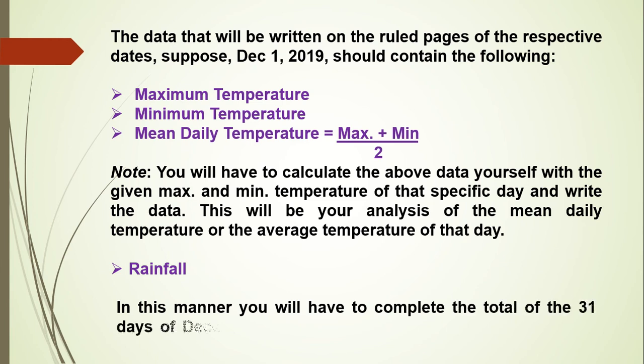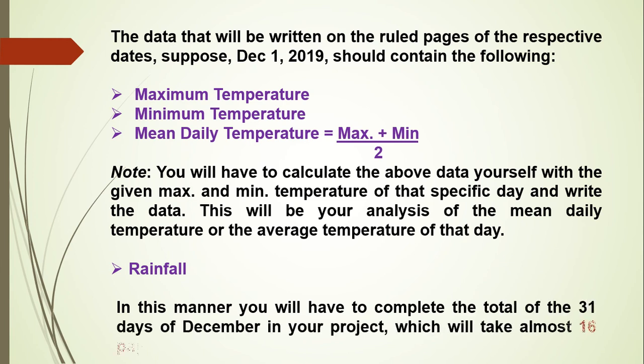In this manner, you will have to complete all 31 days of December in your project. Remember that as it is 31, you will be doing 2 cuttings per page. So on average, it will take you almost 16 pages for the data survey of the month itself. That would be almost 32 paper cuttings, but as you have 31 paper cuttings, it is going to take you 16 pages in the data survey.